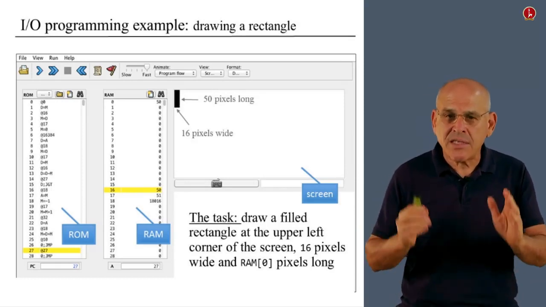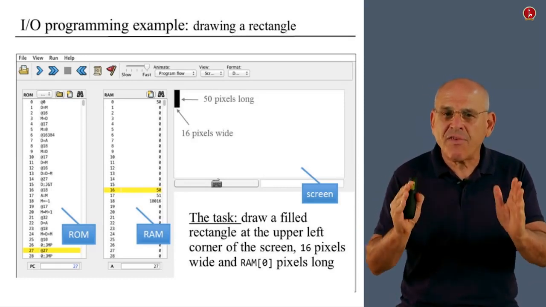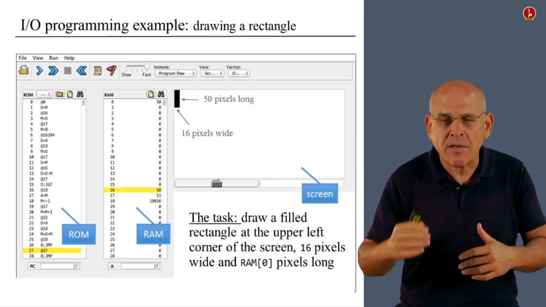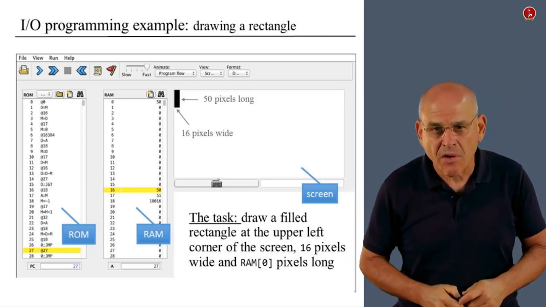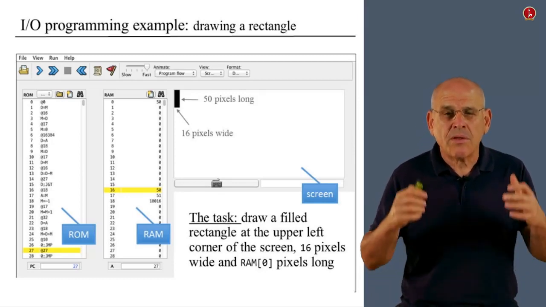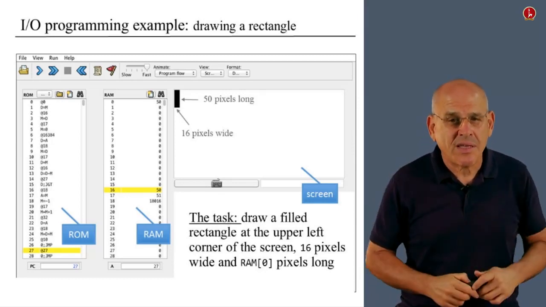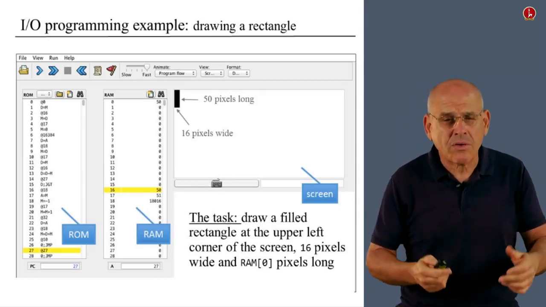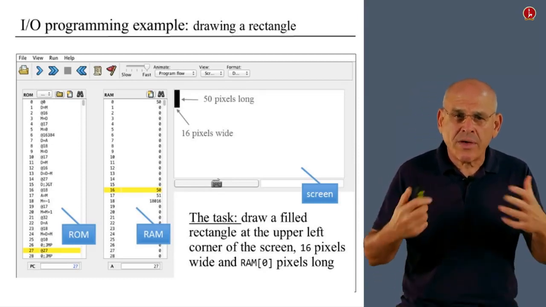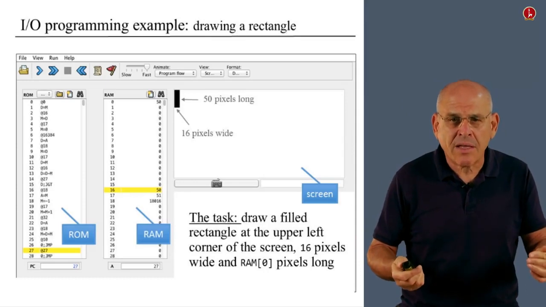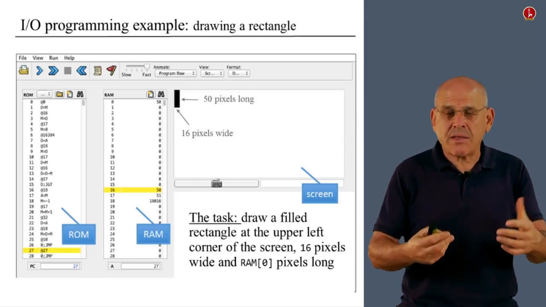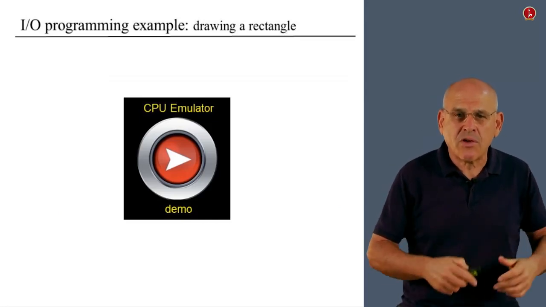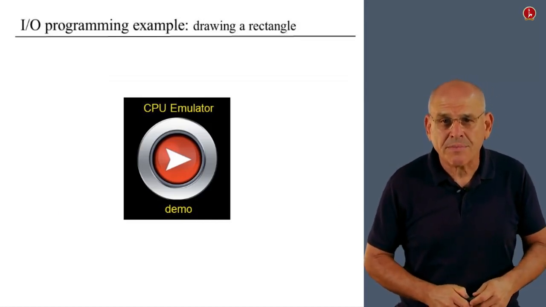The rectangle is 16 pixels wide. This is a fixed width, and the length is variable according to the input of the user. So this is the mission. That's what we have to do. Before we look at the actual code, let us go into the CPU emulator and actually demonstrate this program working. And then once we do it, we'll talk about the code proper.